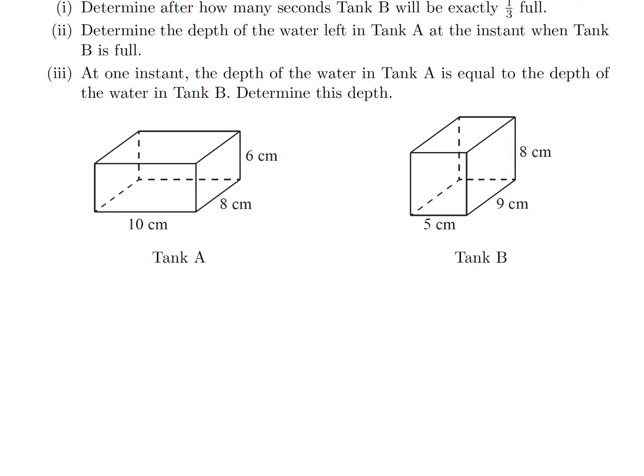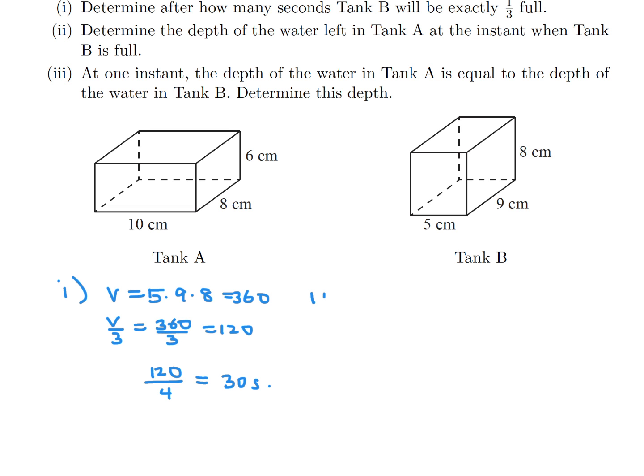1/3 full, okay. Well, the volume of Tank B is 5 times 9 times 8, which is 360. So 1/3 of that is 360 over 3, which is 120. So to fill that, 120, it's filling at a rate of 4, right? So just divide by 4, and that's 30 seconds. So that takes care of part 1.